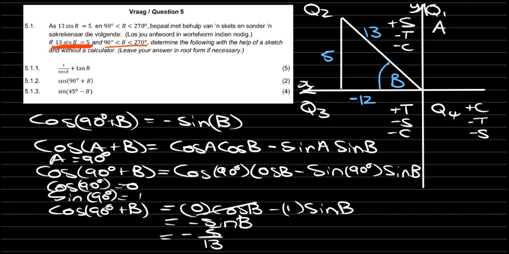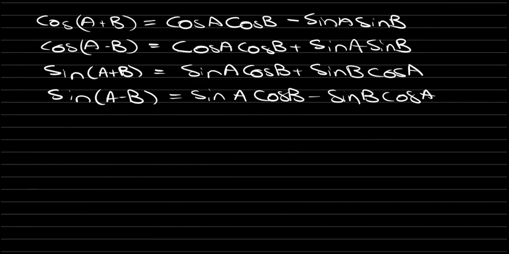Okay, so that is 5.1.2 handled. I just want us to visit this quickly. The ratio, or the co-function, that I used was this one right here. I want us to take note of these and how I usually remember them, especially the sine of A plus B.